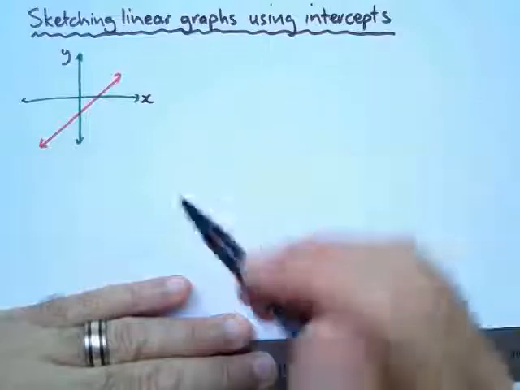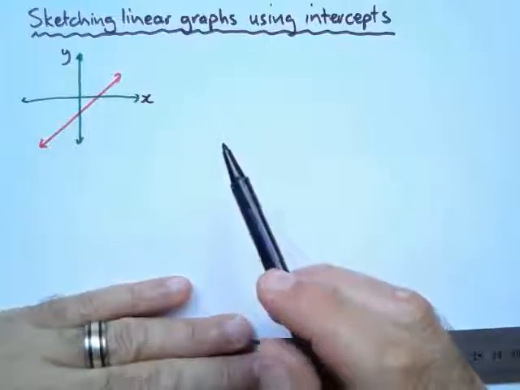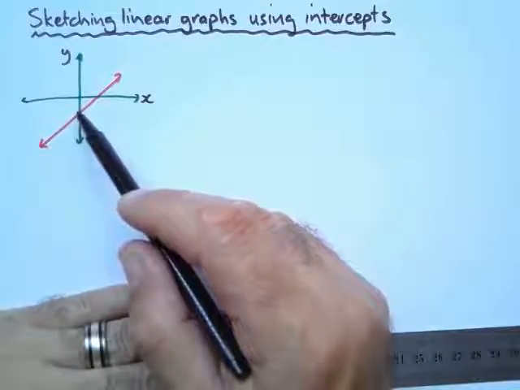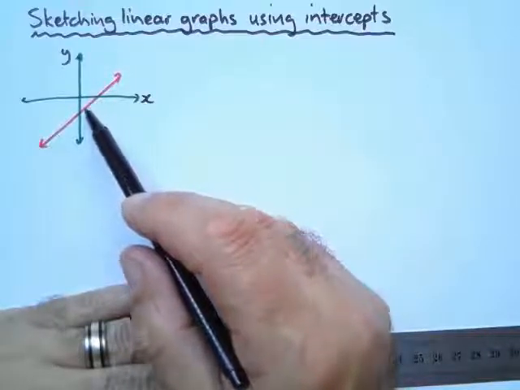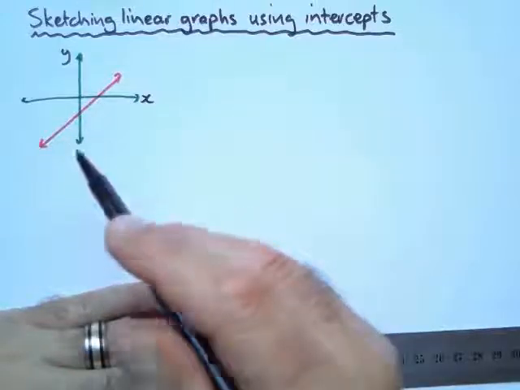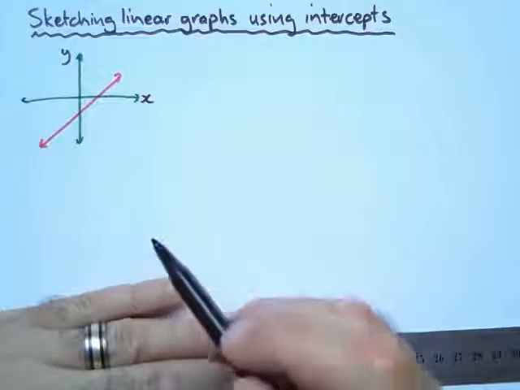So in the first chapter, or the previous videos, what we looked at is that if you have an intercept, then you can use the gradient to find a second point so that you can draw a graph. Now we're going to see how to do it by using the intercepts.